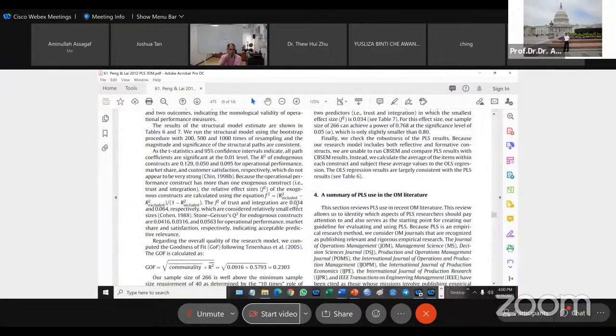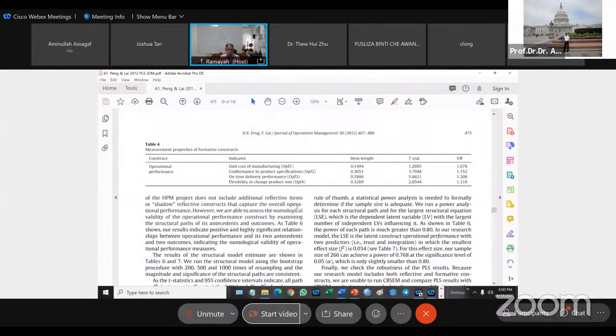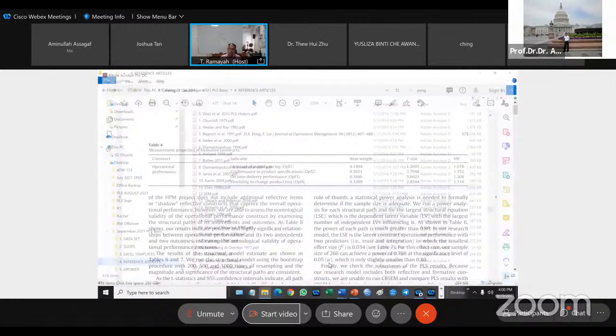These are the 4 items to measure operational performance: unit cost, conformance to product specification, on-time delivery performance, and flexibility to change. There are 4 different things in operation performance. That is why in this paper, in the Journal of Operation Management, they use the 4 items as formative. Although it's first order, there is no dimension. It's still formative, so you have to decide based on your items.